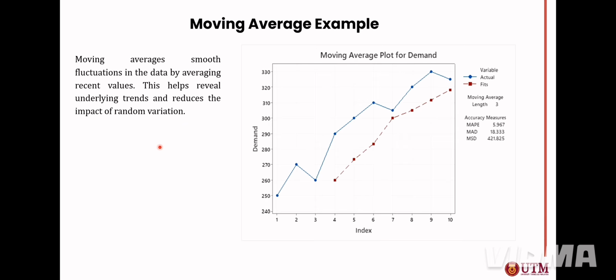Moving average smooths fluctuation in the data by averaging recent values, and this helps to reveal the underlying trend and also reduce the impact of random variation.